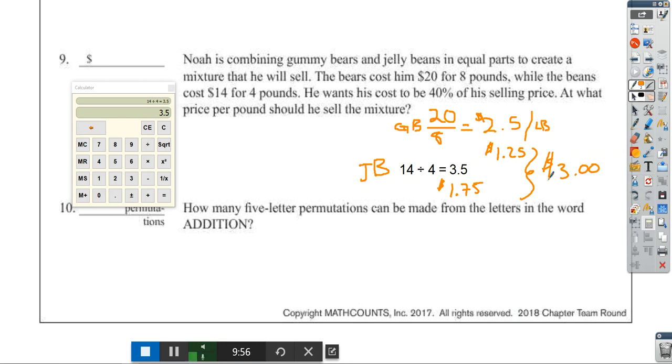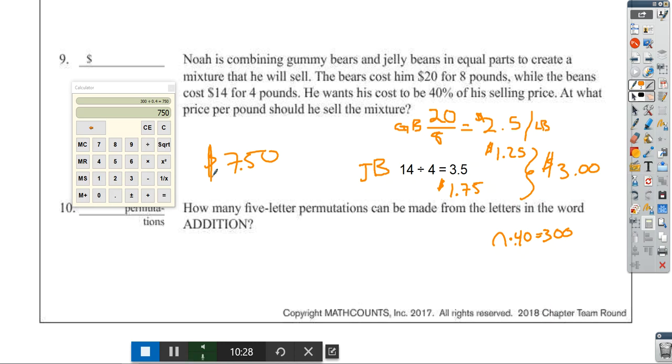But that's going to be 40% of his selling cost. So that means some number times 40% or 0.4 has to equal $3. Okay, so if I divide $3 by 0.4, I get 750 cents, which is also known as $7.50. That one isn't too bad.